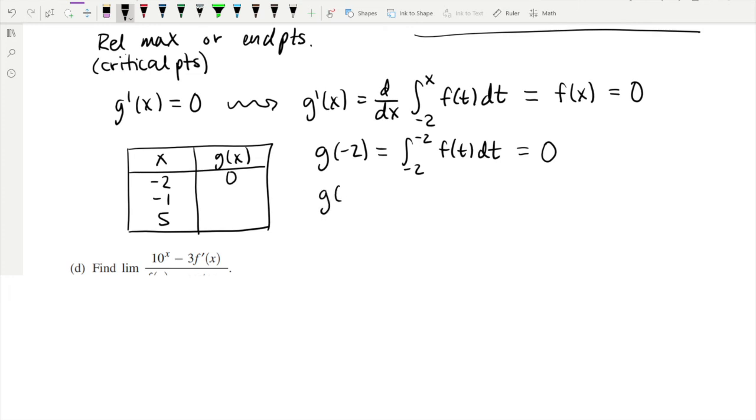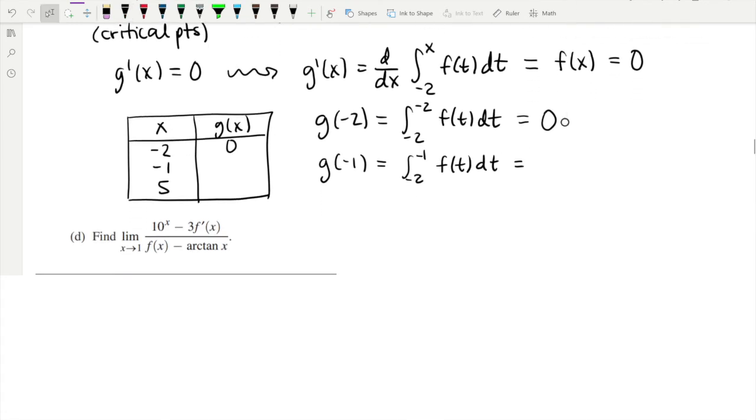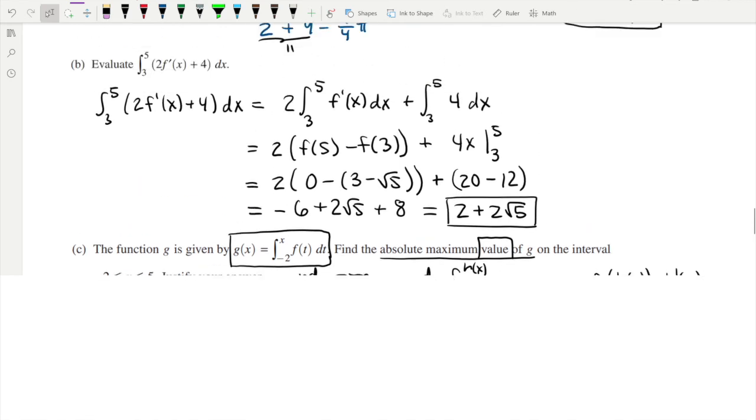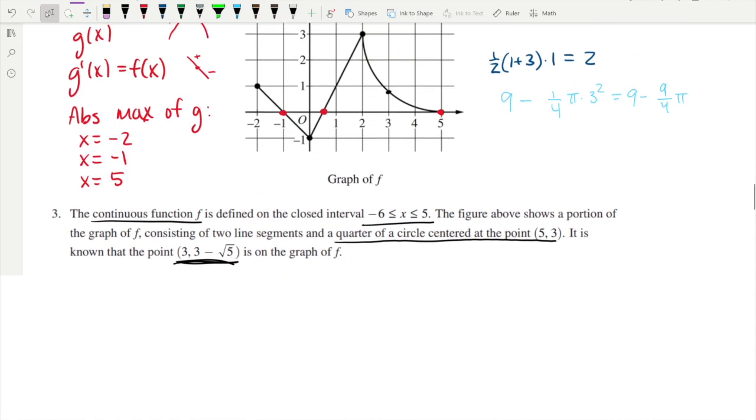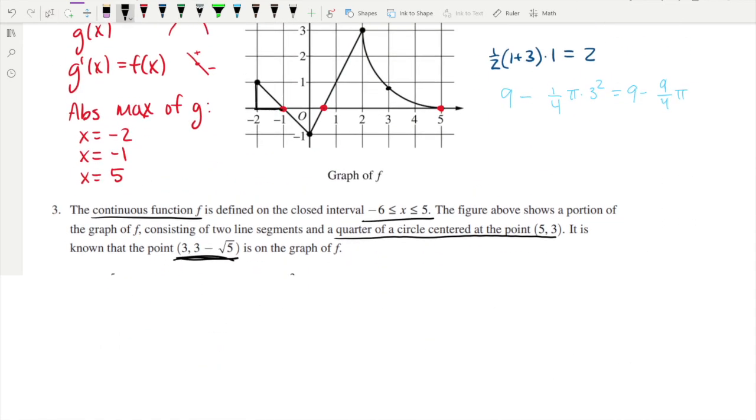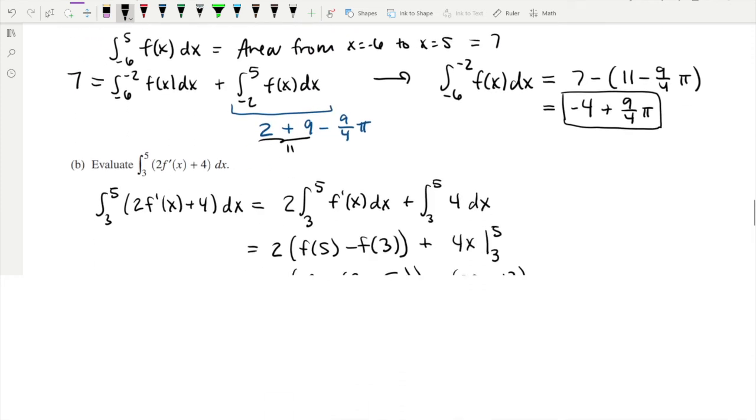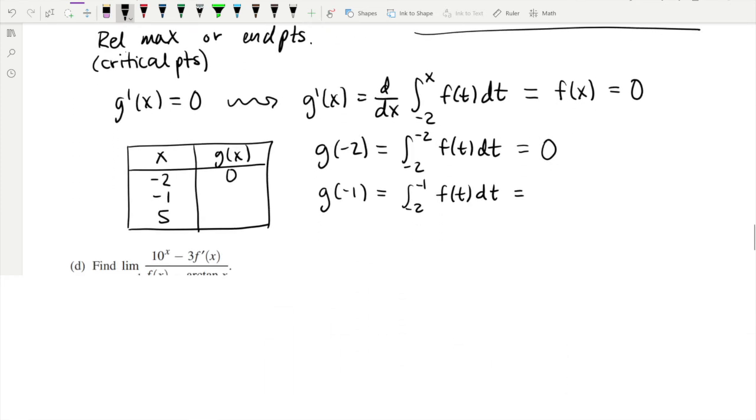g of -1 is going to be this integral from -2 to -1 of f of t dt, which, again, we have the graph of f, so we can actually compute that area, right? It's this area right here, which is a triangle that has base 1 and height 1, so the area is 1/2 times 1 times 1, or 1/2. So this is 1/2.